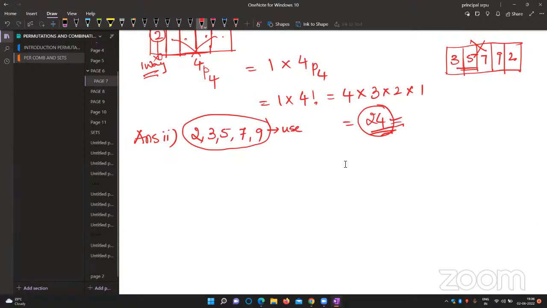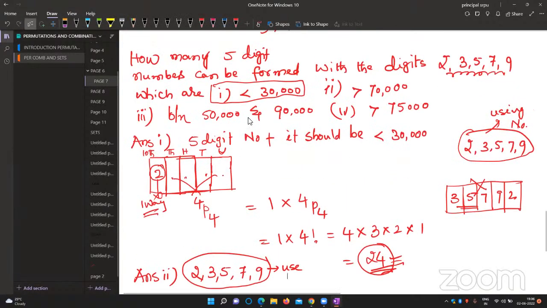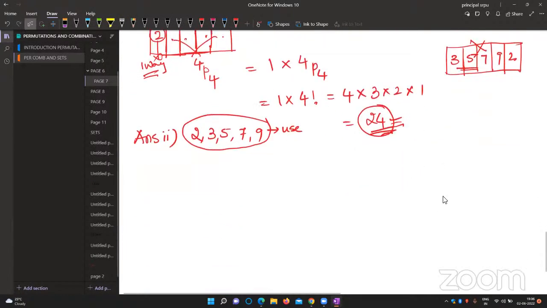But here the second condition he has kept is 70,000. It should be greater than 70,000. So the answer required is a 5-digit number greater than 70,000. I hope you can understand this question. Now look at here. I'll write now. Try to understand.